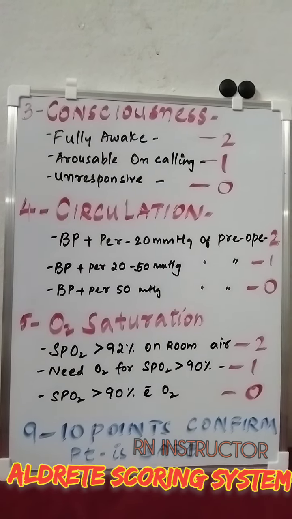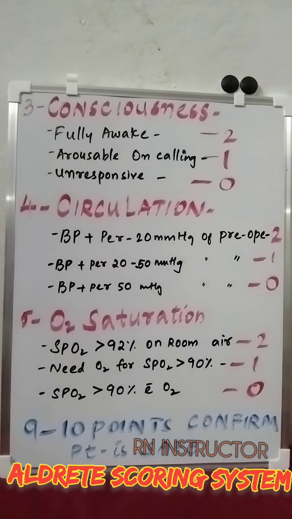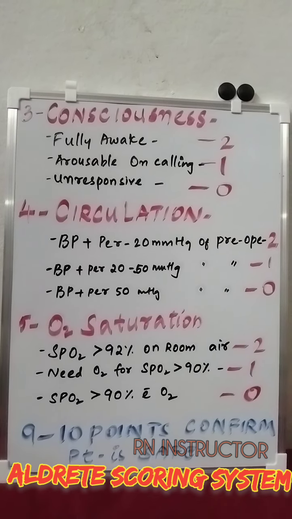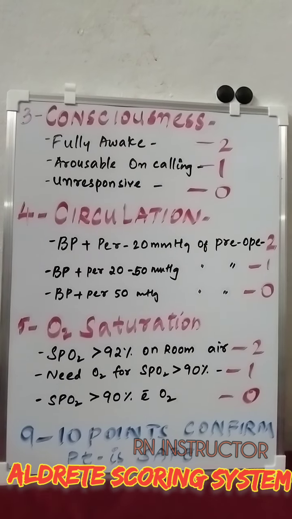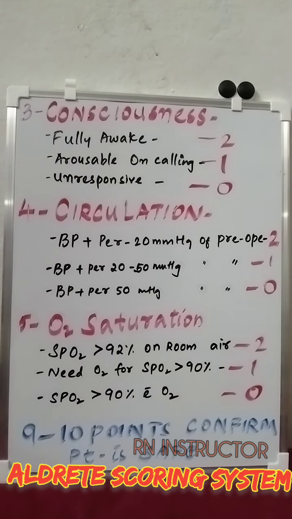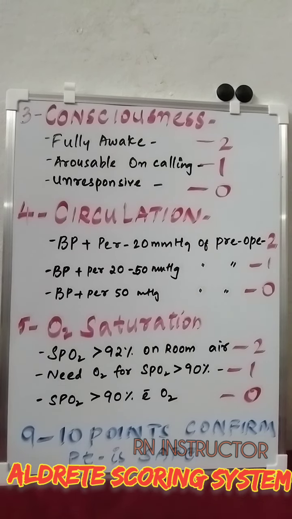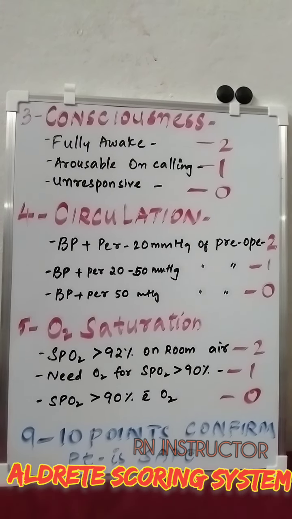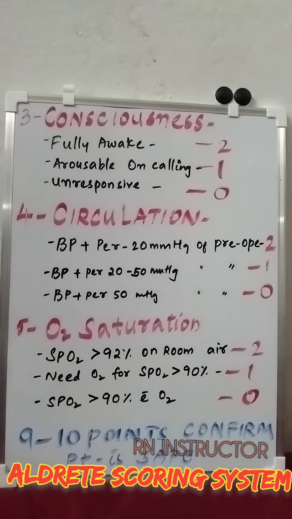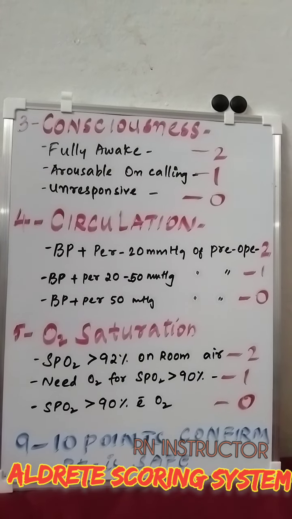Then the fifth element you need to check is the oxygen saturation level of the patient. If the SpO2 level is more than 92% on room air, the score is 2. Here the SpO2 levels we can come to know on the monitor, where we are going to have close monitoring of the patient. If the SpO2 level needs oxygen to maintain 90%, then the score is 1. If SpO2 is less than 90% even with the oxygen, then the score is 0.